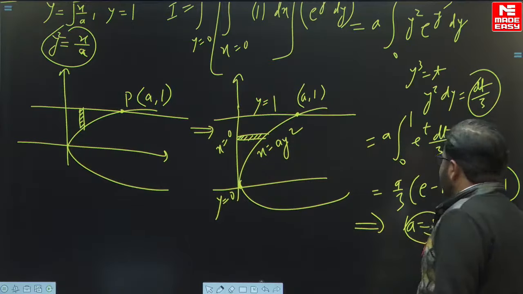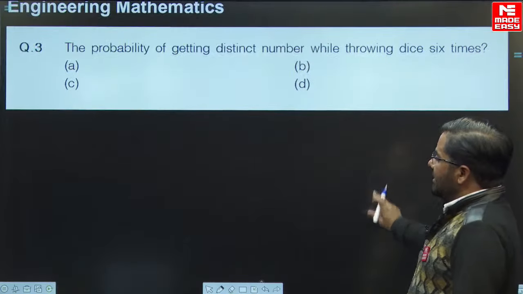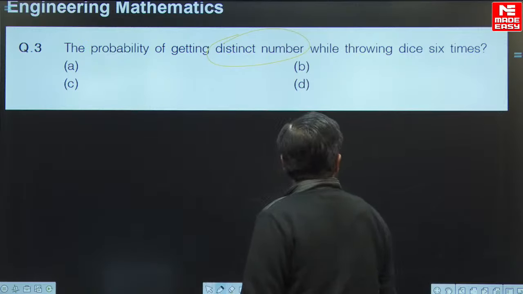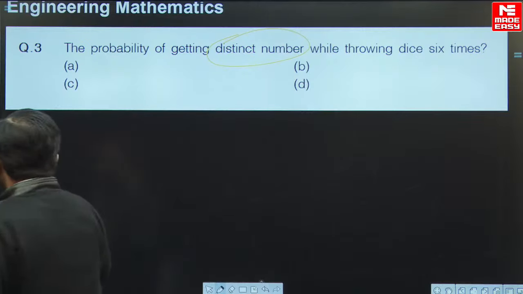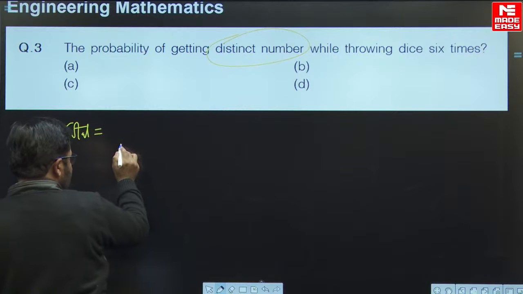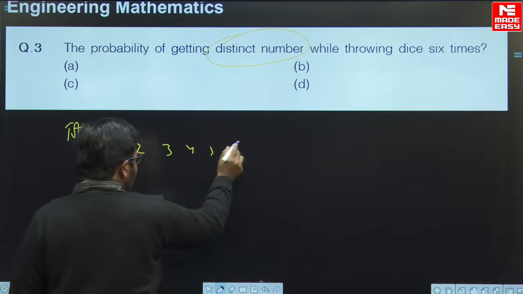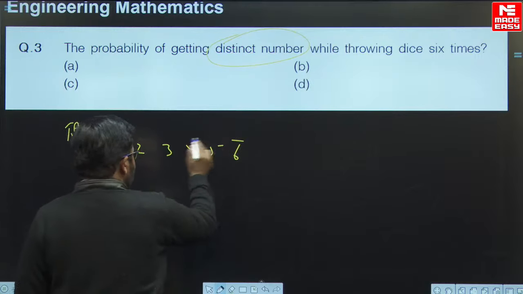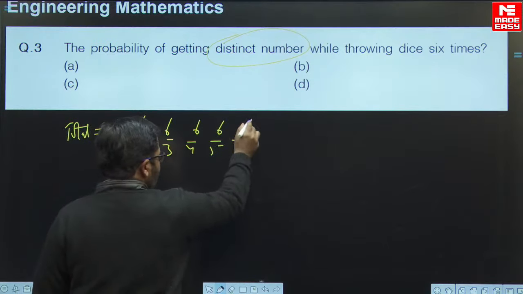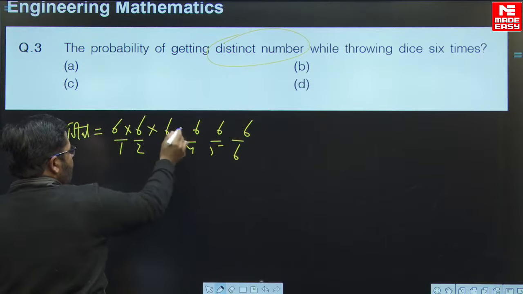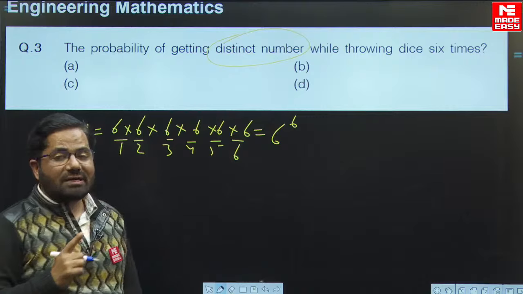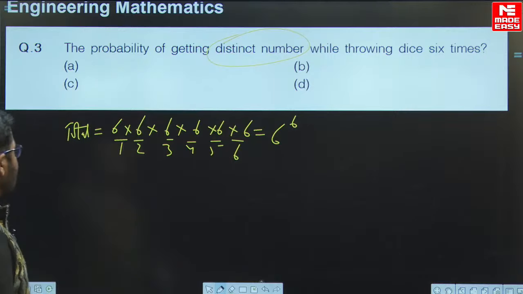नेक्स्ट क्वेश्चन. अच्छा प्रोबेबिलिटी पर, the probability of getting distinct numbers while throwing a dice 6 times. First of all, total outcomes are, बेटा, you are throwing the dice 6 times: first time, second, third, 4, 5, 6 time. First time how many outcomes are there? 6 outcomes. Each and every throw you have 6 possible outcomes. You are throwing 6 times, so the total outcomes will be 6 to the power 6. This is called multiplication rule, fundamental principle of multiplication.